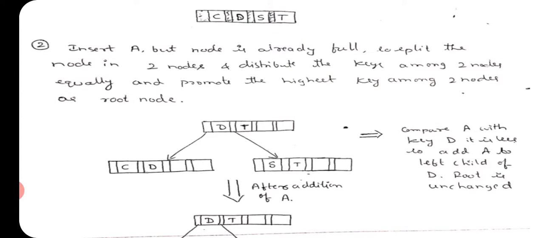So C, D and S, T. You split the node into 2 nodes, and after distribution you need to promote the highest key from each node to the parent node. Observe here, from C and D, which is the highest key? D. So promote that to the root node. And from S and T, T is the highest key among these 2 elements, so promote that as a root key.